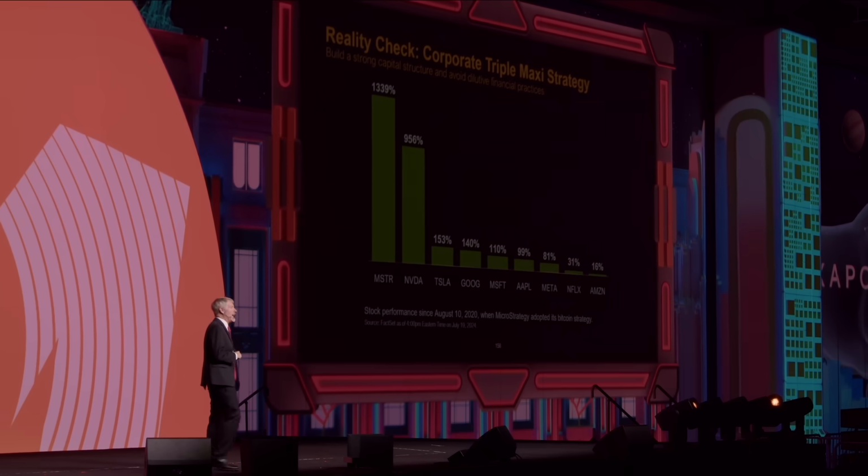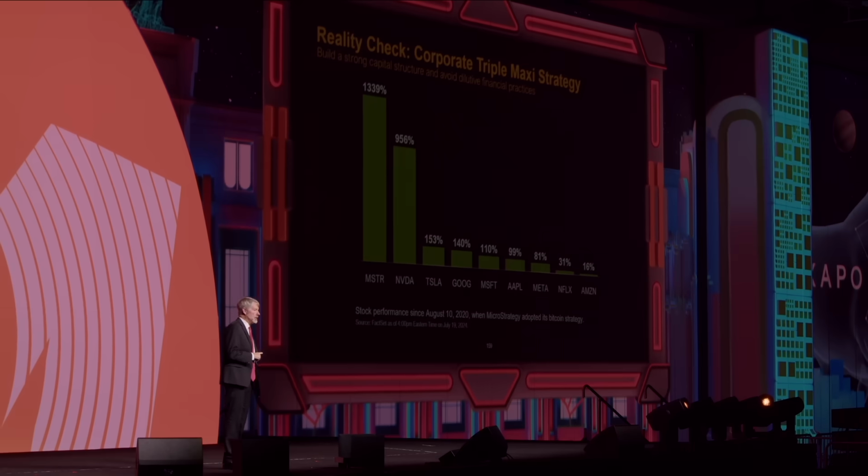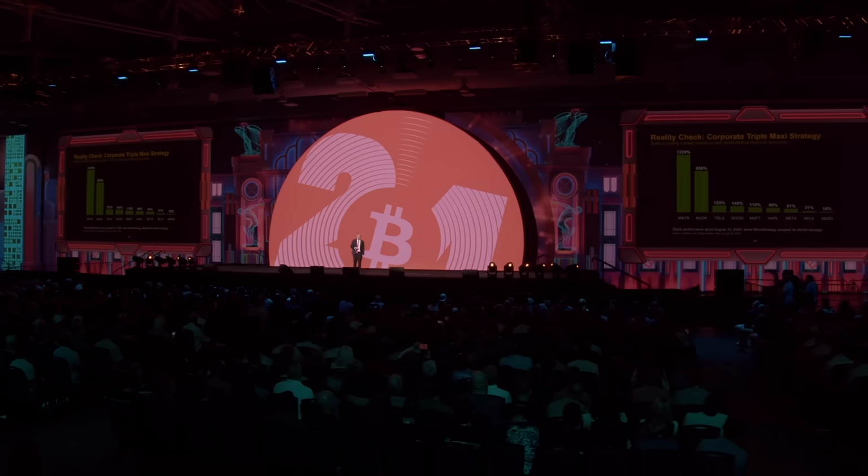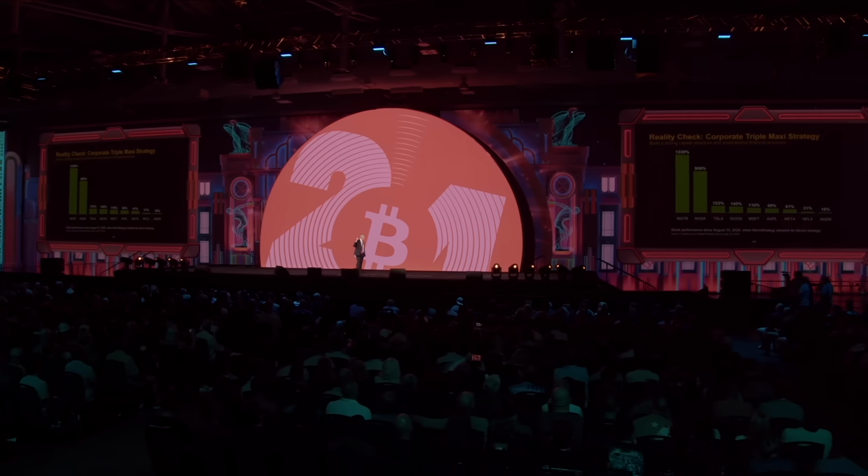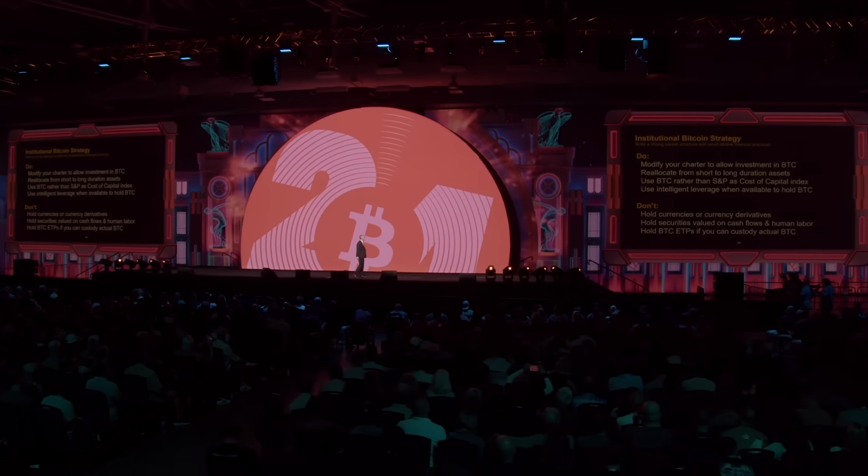This is how it compounds over 4 years. Right? 4 years of doing that gets you to a 1,300% improvement. So, bottom line, build a strong capital structure, avoid dilutive financial practices.